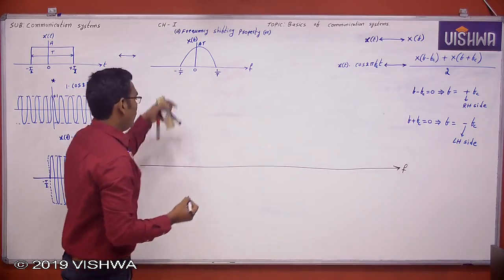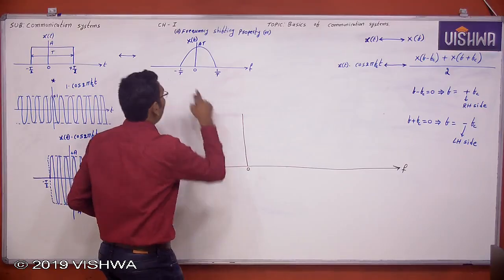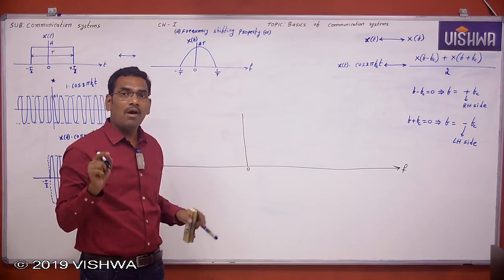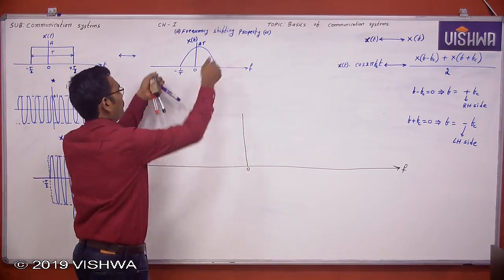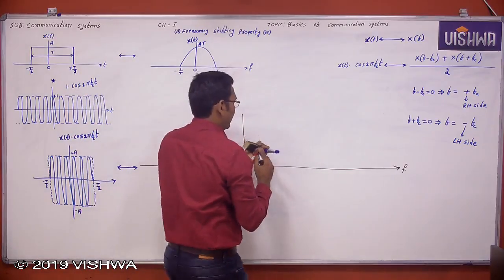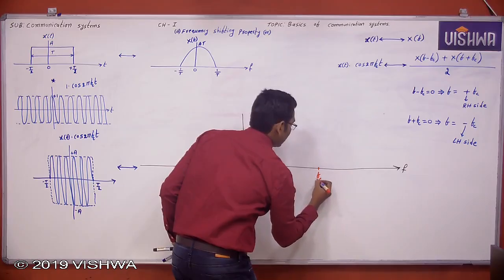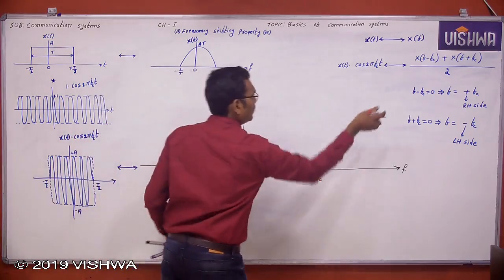Now see, this 0. Shifting means only one thing you remember: shifting means the origin is shifted. Now this 0, this origin, is shifted to fc. This 0 is shifted to plus fc. Plus fc means right side. So this 0 is shifted to plus fc.